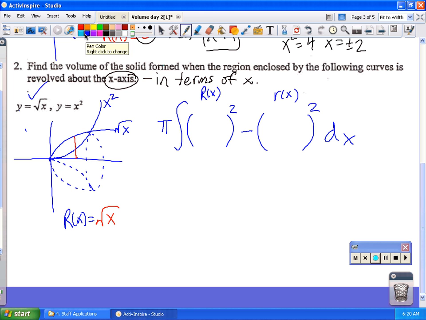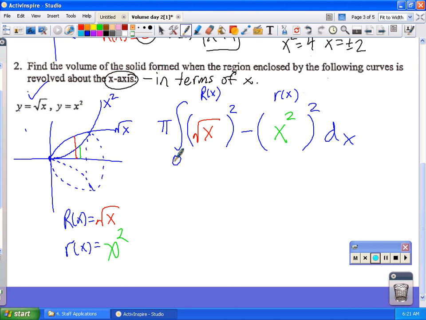The inner radius, little r of x, is the distance from the axis of revolution to the inside curve. So from the axis of revolution, the x-axis, to the inside curve, and the inside curve in this case is x squared. So x squared is determining the length of the inside radius. So big R of x is the square root of x. Little r of x is x squared. And we're going to evaluate that from 0, which is the first point of intersection.